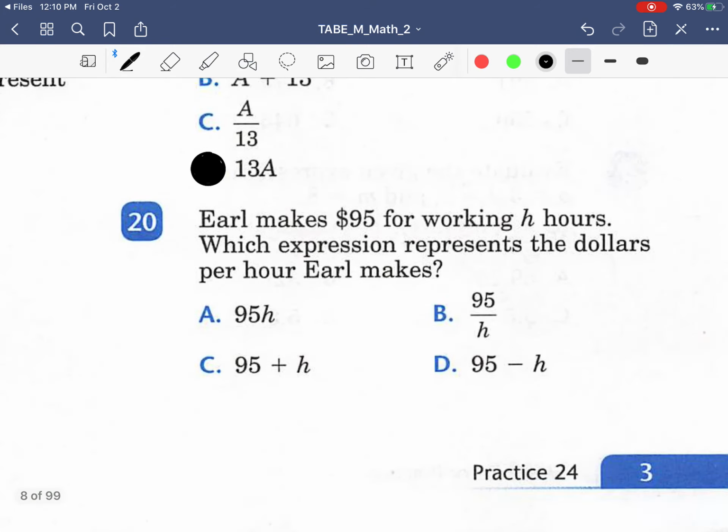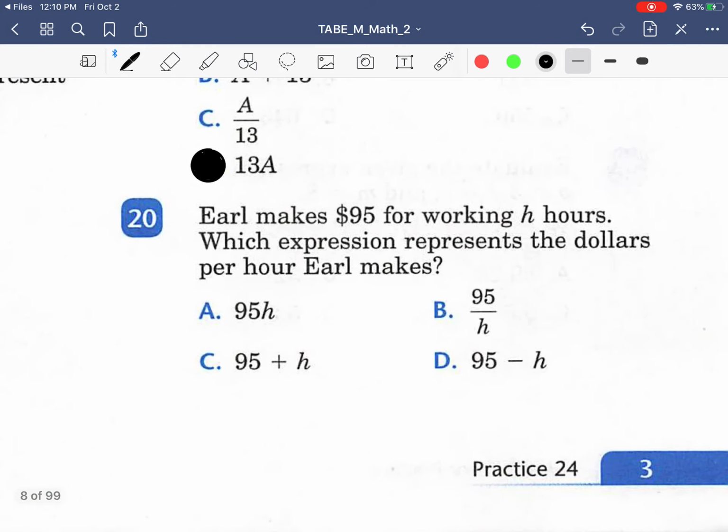And finally, Earl makes $95 for working H hours. Which expression represents the dollars per hour Earl makes? We know the total and we're breaking it down, so it has to be subtraction or division. We don't want to subtract his hours, we want to divide to find out how much he makes per hour. So I would go with B on this one.